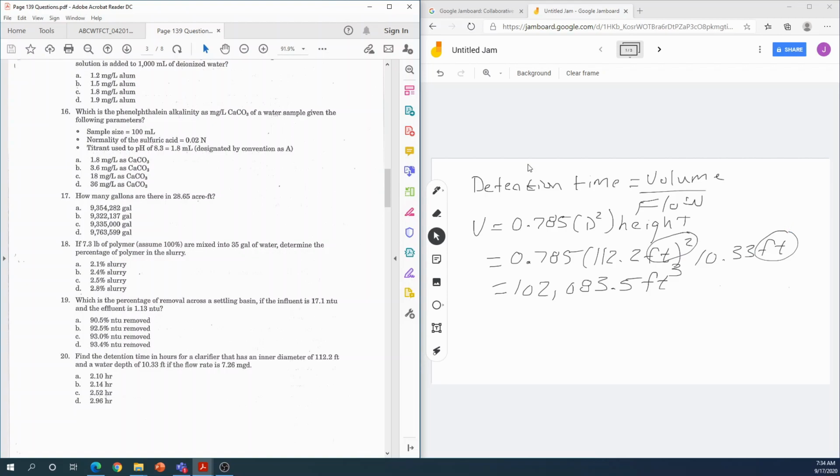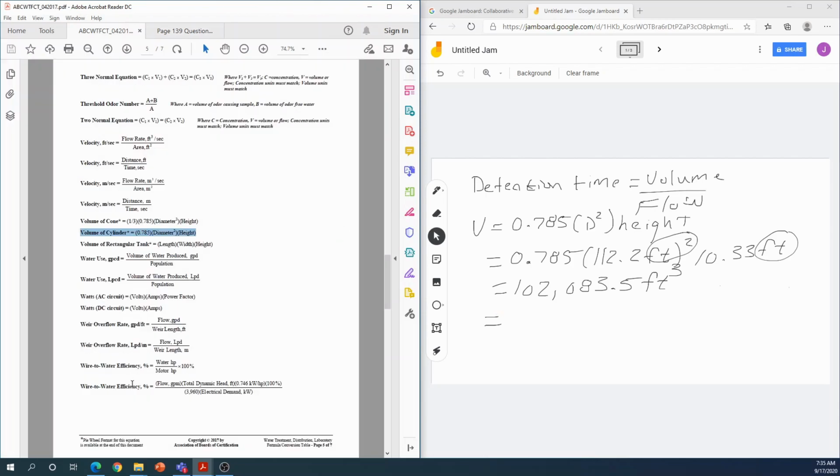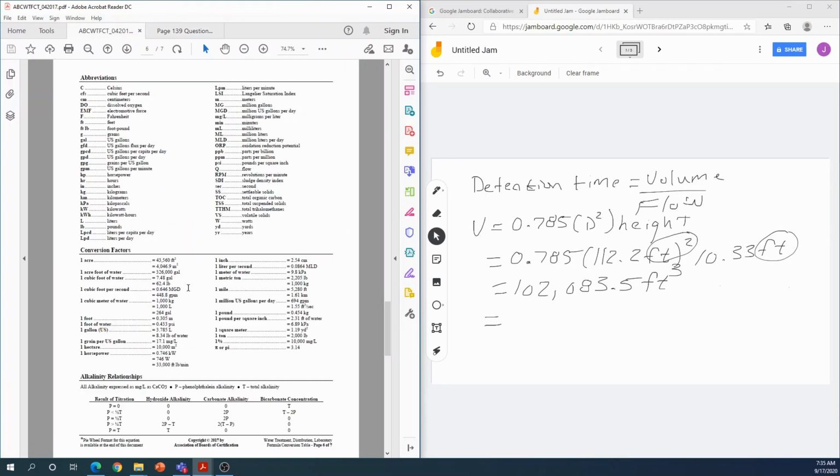But now we look at our flow rate, and our flow rate is in million gallons per day. So our units don't match. We have a volume in cubic feet and a flow rate in million gallons per day. So let's go ahead and convert our cubic feet into gallons. So again, we know 1 cubic feet is 7.48 gallons.